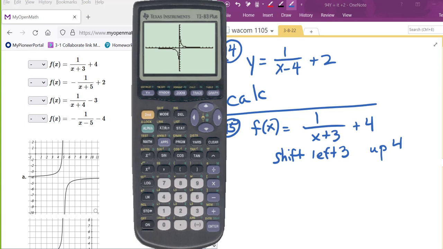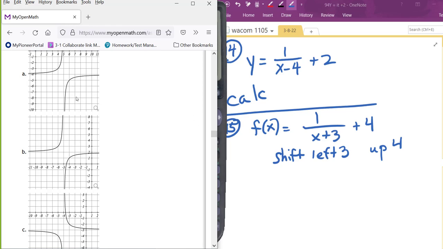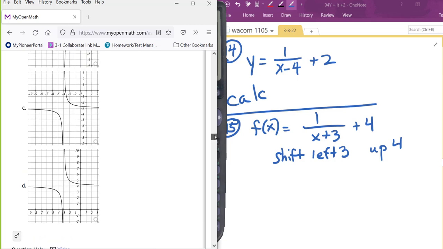So when we look in the choices, we look at this one, and this one has shifted to the right. We want to shift to the left, so it's not going to be this first choice. This one has shifted 5 units to the left. We wanted 3, so that one's not going to be it. And it looks like I must have skipped one. I skipped B, that's okay. This one has shifted 3 units to the left and 4 units up. So this one is going to be choice D.